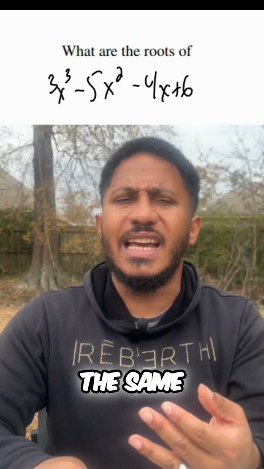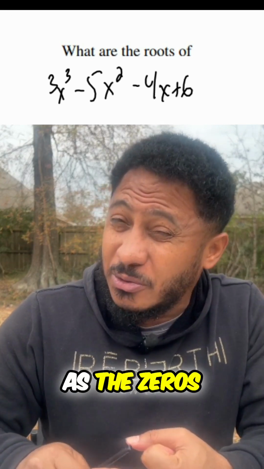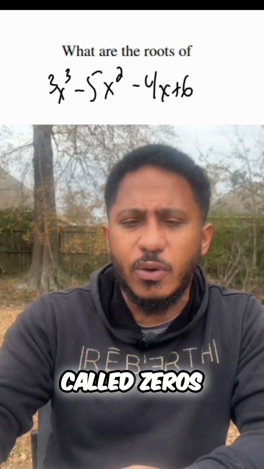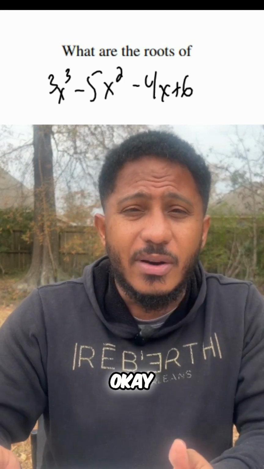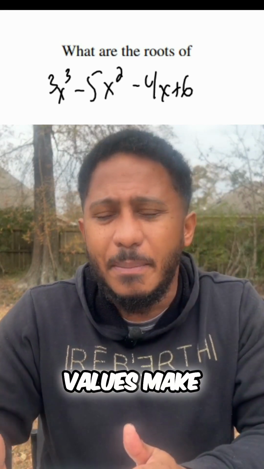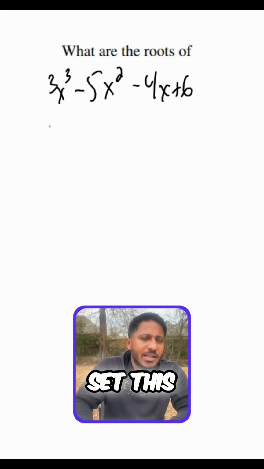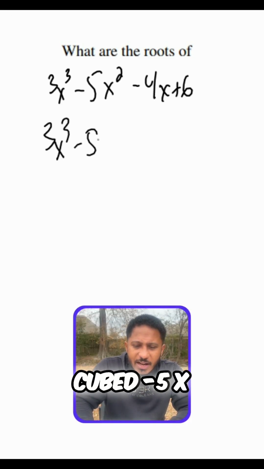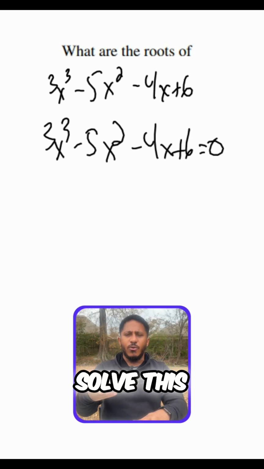Well, remember, roots are the same as solutions to an equation, or the same as the zeros for a function. And why they're called zeros is because we set the expression or the function equal to 0, and find what x values make that equation true. So here we would set this equal to 0. We get 3x cubed minus 5x squared minus 4x plus 6 equals 0. Now we need to solve this equation.